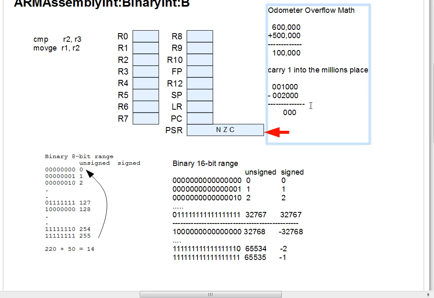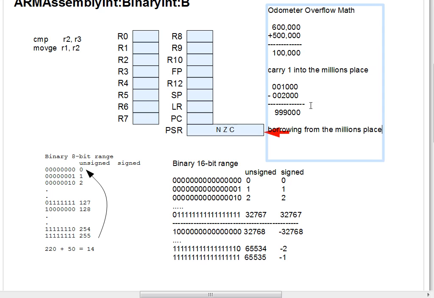require a borrow, and we'd have a 9 with a borrow of 1, thus 9 minus 0 in the next one, and 9 minus 0 in the next one, and we'd end up with a borrow in the 100,000s place, so we would be borrowing from the millions place. In the odometer, overflow is indicated, subtractive overflow is indicated by borrowing in the leftmost digits.